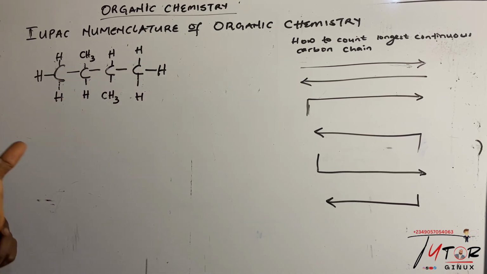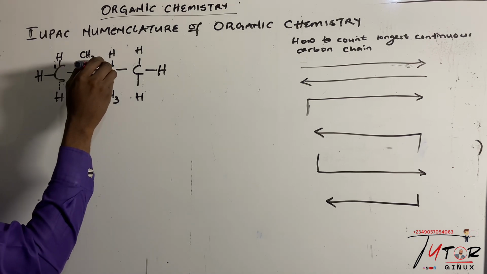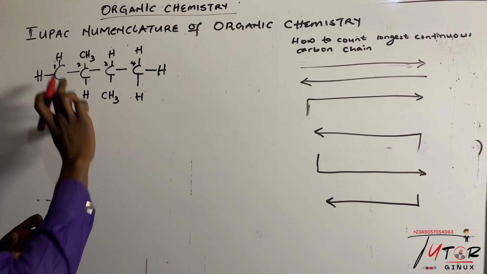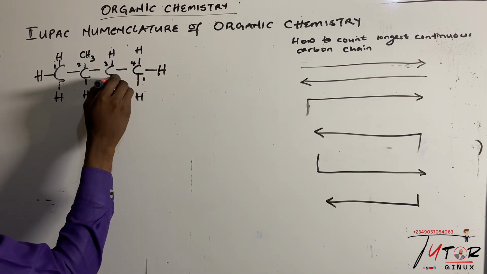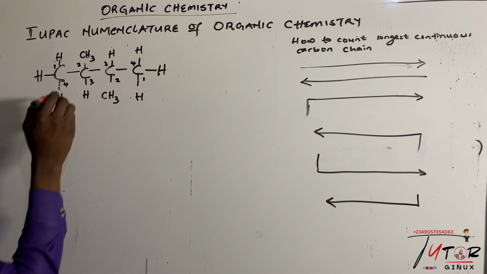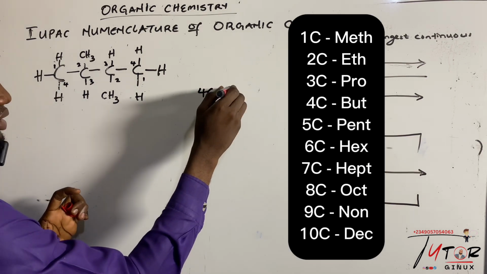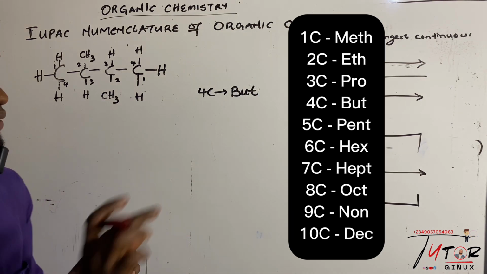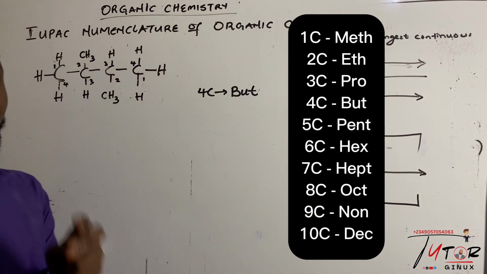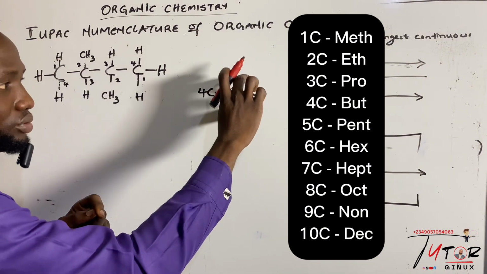So the second thing is to number the longest continuous carbon chain. 1, 2, 3, 4. And as you've numbered it from left to right, number it the other way around also. 1, 2, 3, 4. So, 4 carbon is denoting but. 4 carbon stands for but, B-U-T. 4 carbon is standing for but. If it is 3 carbon, that is prop. So 4 carbon is but.